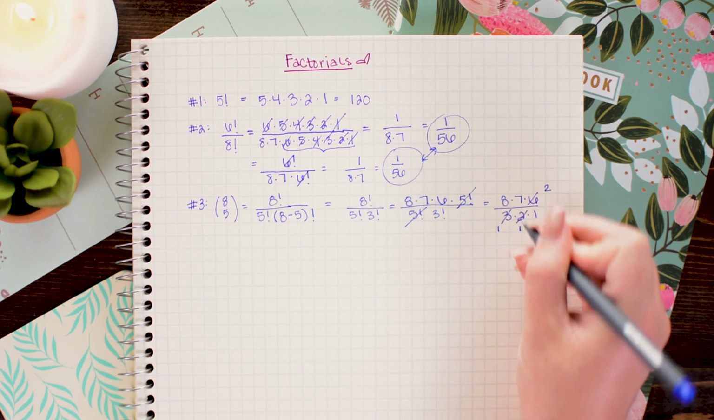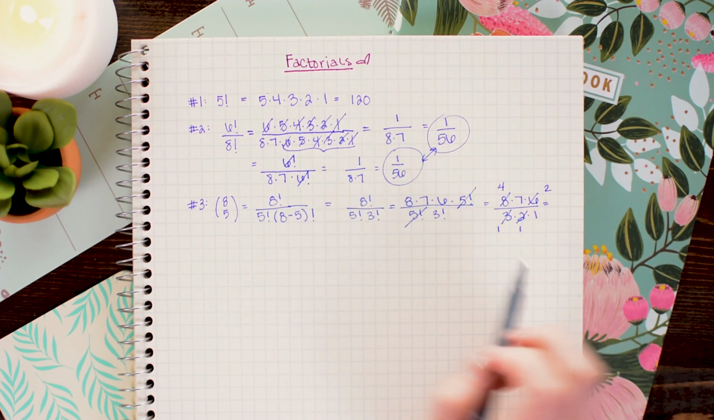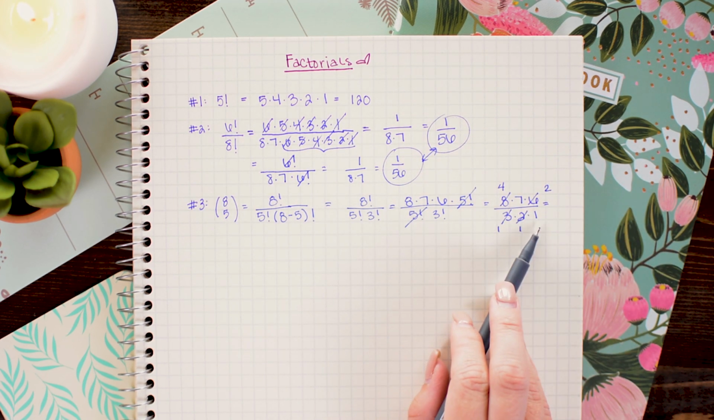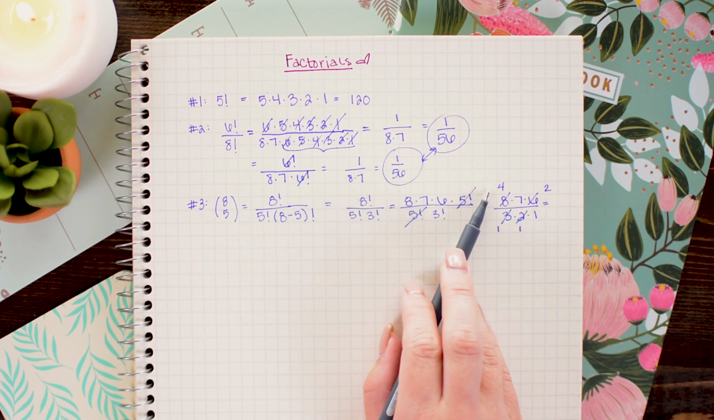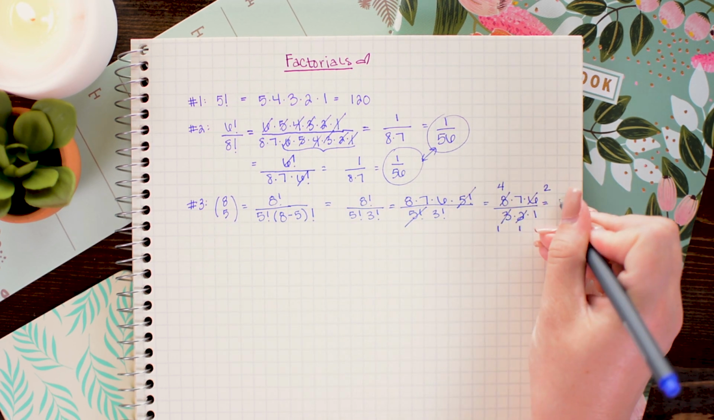I'm going to go ahead and reduce the 8 because that sounds like fun. So now for my answer, I have just 1 on the bottom, so I don't need to worry about the denominator. And in the top, I have 4 times 7 times 2, which gets us 56.